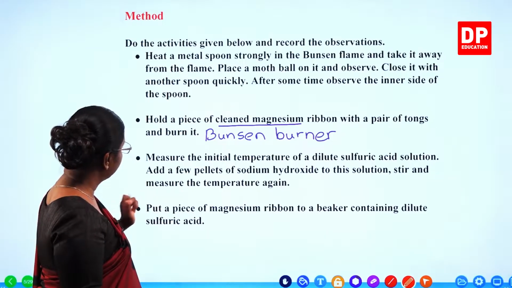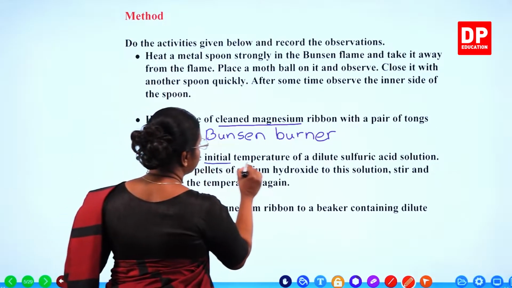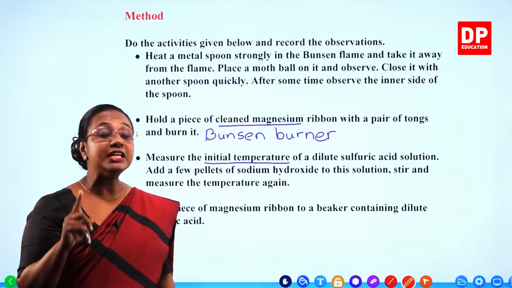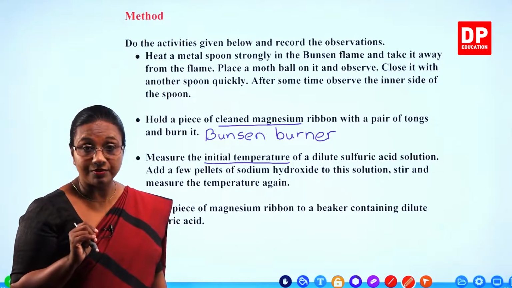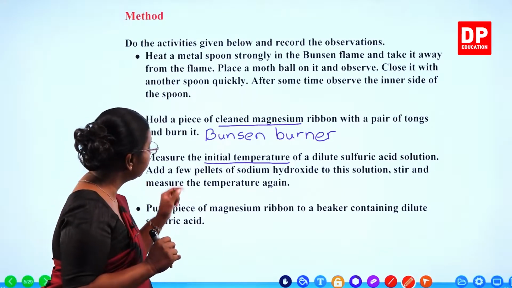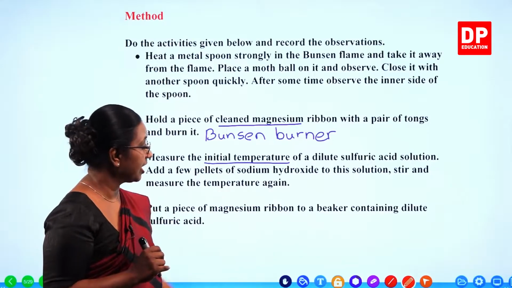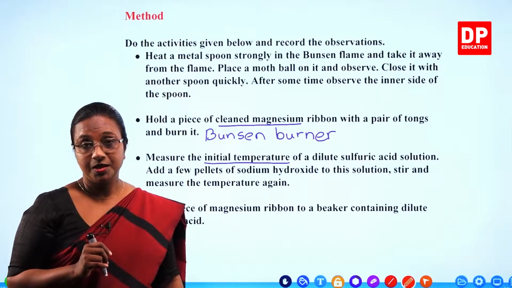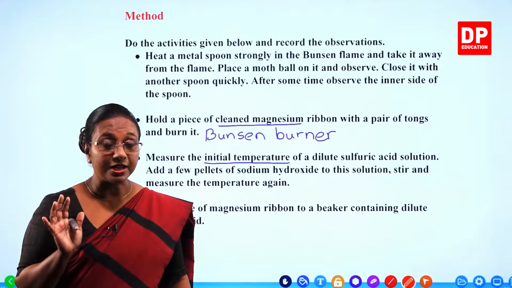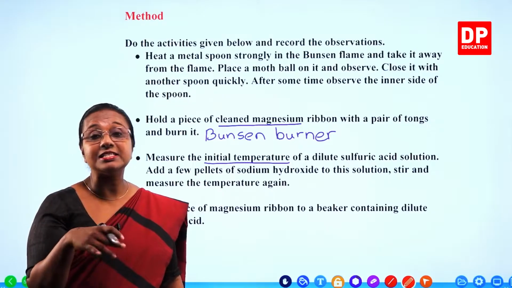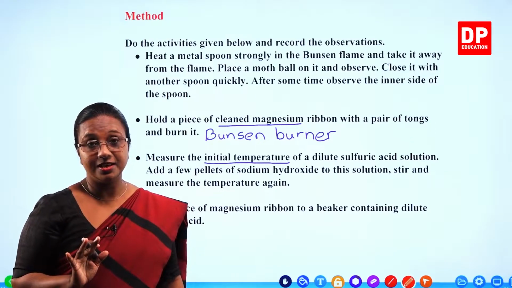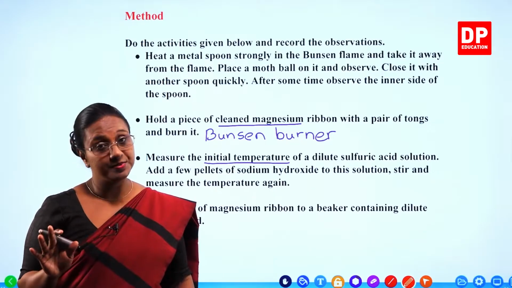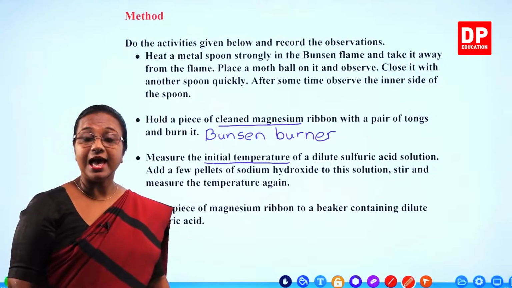Then the third one: measure the initial temperature of a dilute sulfuric acid solution. Add a few pellets of sodium hydroxide to this solution, stir, and measure the temperature again. You stir it well, and while stirring, you observe the thermometer reading. There will be a change in temperature, and that is what you need to observe. That is the third part of this activity.